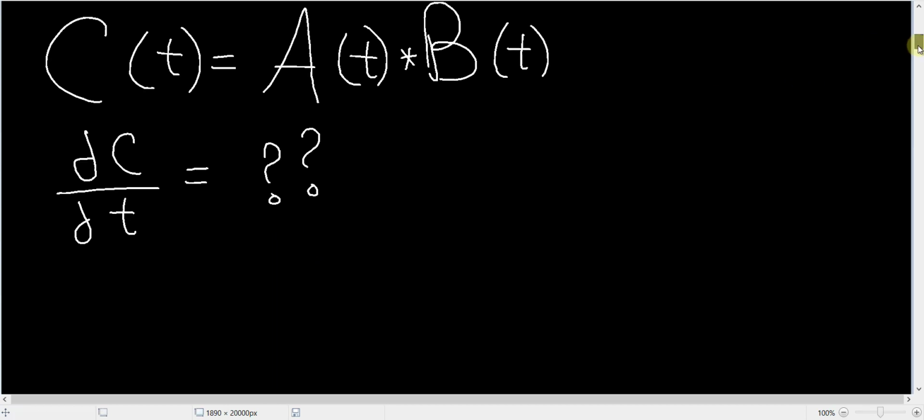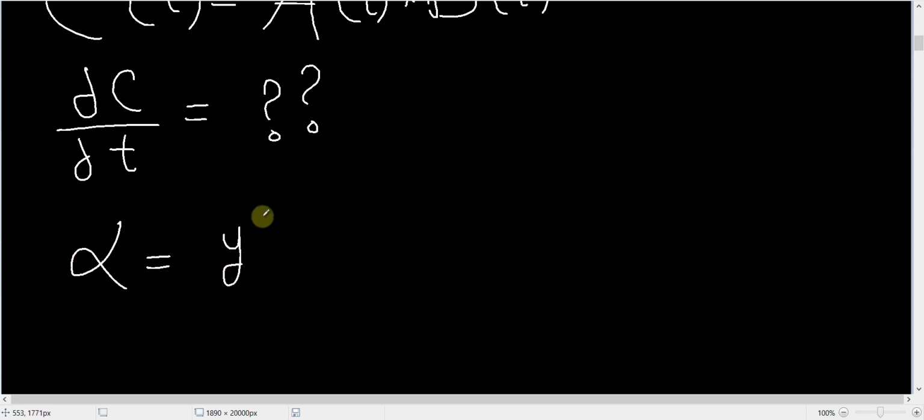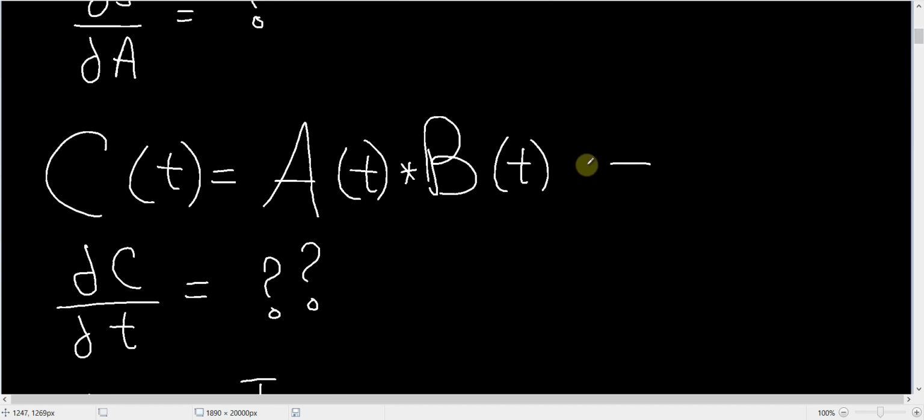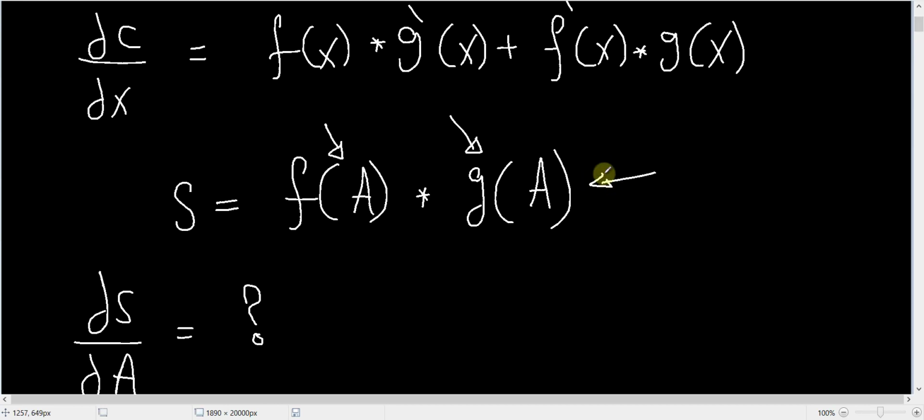We can also have another situation. Suppose we have some alpha being equal to, let's say, y transpose x. So this is a scalar, but this scalar is obtained as the dot product between two vectors, and we can have both the vectors as functions of another vector z. Now we want d alpha by dz. How to obtain that? So this is a third product rule we might want to get. Here we have vectors as functions of vectors that produce a scalar. Here we have matrices as functions of scalars that produce a matrix. And here we have scalars as functions of matrices that produce a scalar right here.